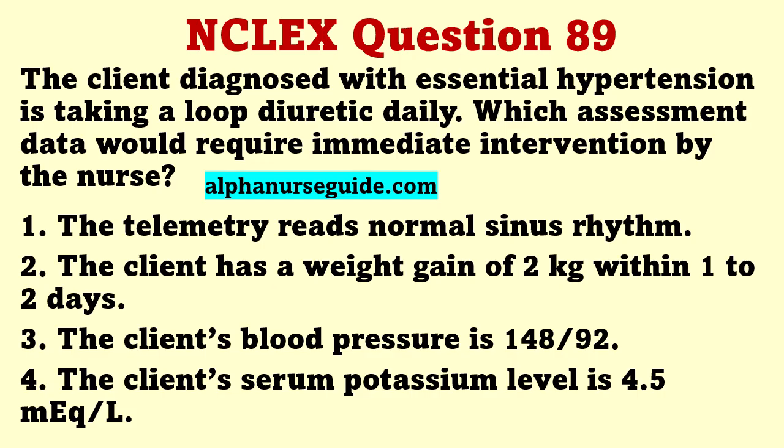The blood pressure in option 3 is not life-threateningly high and does not require immediate intervention. Loop diuretics cause an increase in potassium excretion in the urine. Therefore, the potassium level should be assessed, but 4.5 milliequivalents per liter is within normal limits. The phrase, "requires immediate intervention," should make you think that the correct answer will be abnormal assessment data, data that require medical intervention, or are life-threatening.